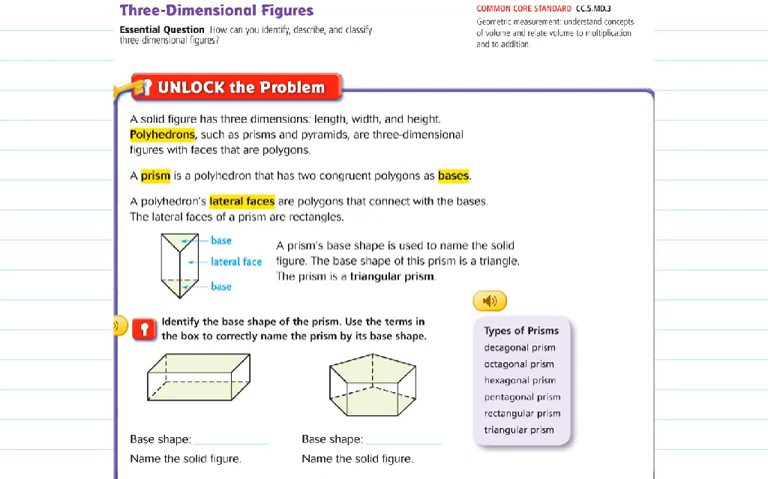Students, in lesson 11.5, we are going to work on classifying three-dimensional figures. Our essential question for this lesson is, how can you identify, describe, and classify three-dimensional figures? So we're going to start with the unlock the problem.